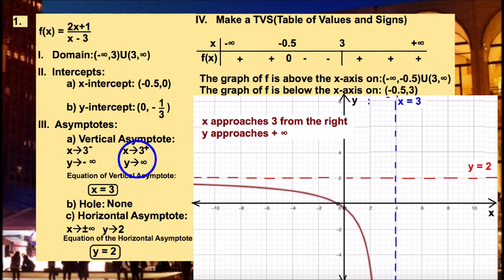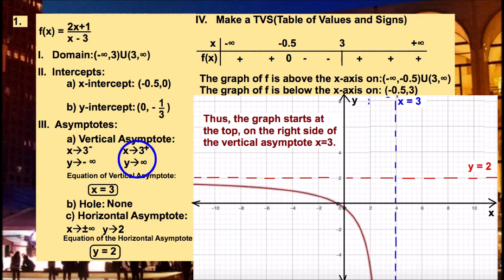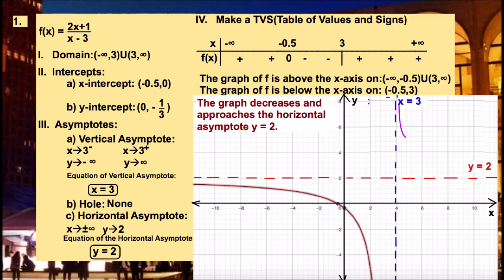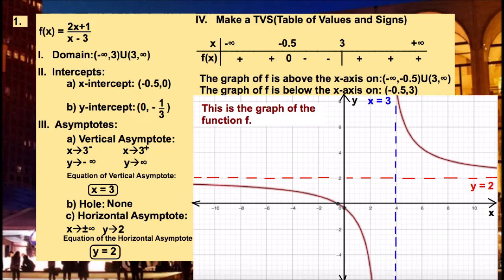As x approaches 3 from the right, y approaches positive infinity. Thus, the graph starts on the top, on the right side of the vertical asymptote x equals 3. The graph decreases and approaches the horizontal asymptote y equals 2. This is the graph of the function f.